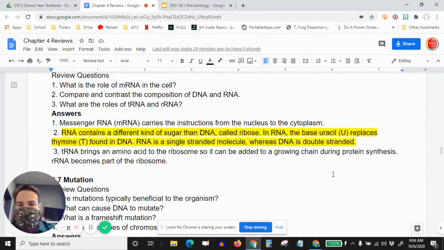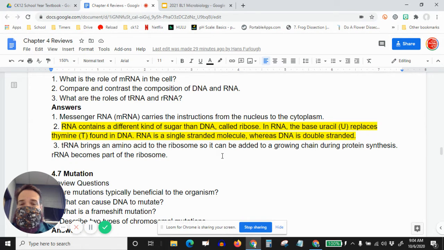And then next, you had to do 4.6. The main takeaway here are the differences between RNA and DNA. Chief among them, DNA has the sugar deoxyribose. RNA has the sugar ribose. DNA has two strands, and then RNA is just one strand of nucleotides. In DNA, you have the bases A, T, C, and G, okay, with A bonding to T and T bonding to A. But in RNA, the T gets replaced with U, which stands for uracil, and A bonds to U and U bonds to A.